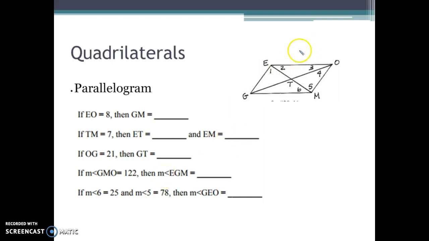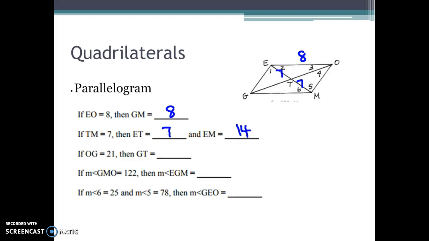So if EO is 8, so that's this side EO, it wants to know what GM is. Well, one property of parallelograms is that opposite sides are parallel and congruent, so GM must be 8. Then it says if TM is 7, so TM is this part right here, then we want to find ET and EM. Well, another property is that their diagonals bisect each other, so it cuts them in half. So if TM is 7, ET must also be 7, which makes the entire diagonal 14.